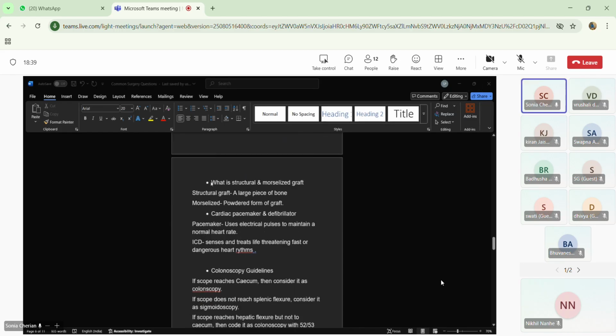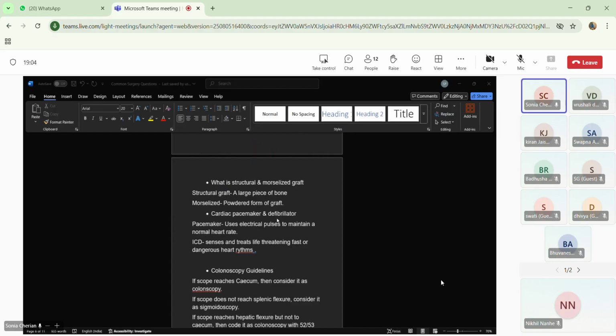So the next question is what is structural and what is morselized? I told you, right? Structural is nothing but a large piece of bone. For these, you can say just one word. You don't have to explain anything. They might ask you a one-word kind of thing: what is structural, what is morselized? Morselized, in the sense, powdered form. Structural is a piece of bone.